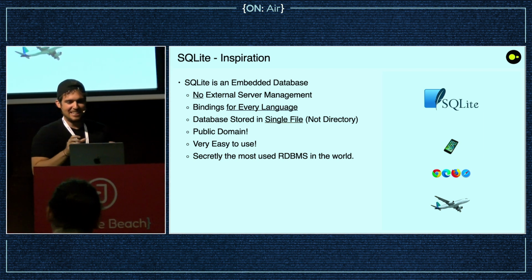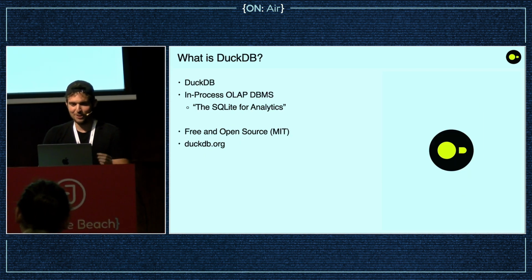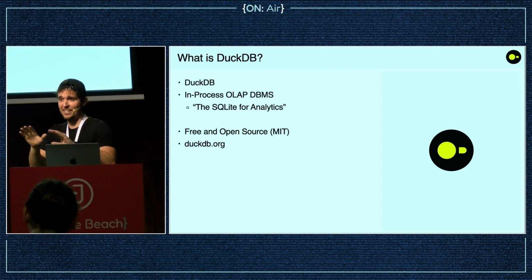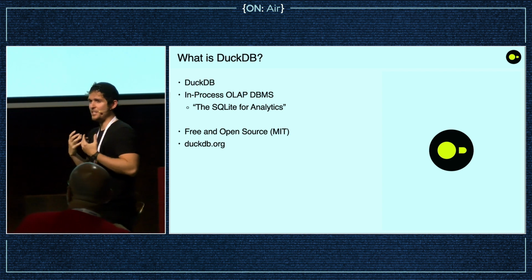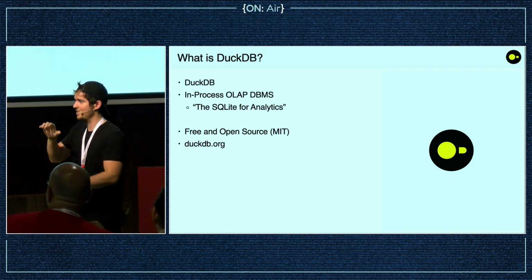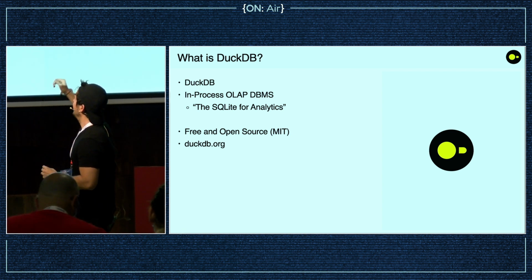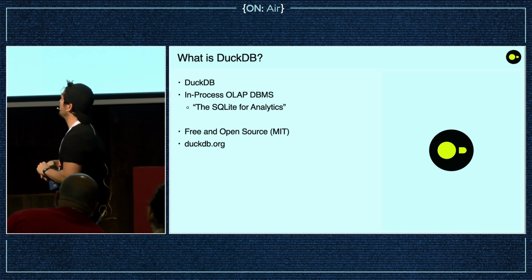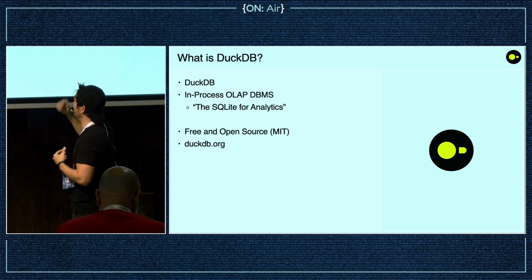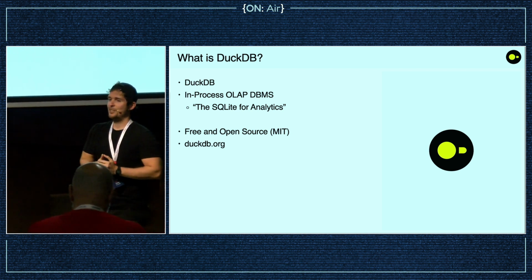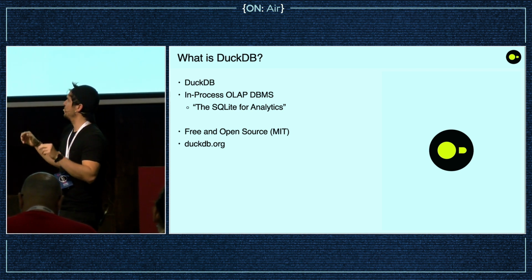So can we actually take SQLite and make it work for analytics? Because that's the thing, right? SQLite is amazing, but the whole concept is that it's very fast for transactions. So we wanted to do that for data analysis. And that's how DuckDB was born. It's our in-process OLAP, so for analytics, database management system. We kind of call it the SQLite for analytics.